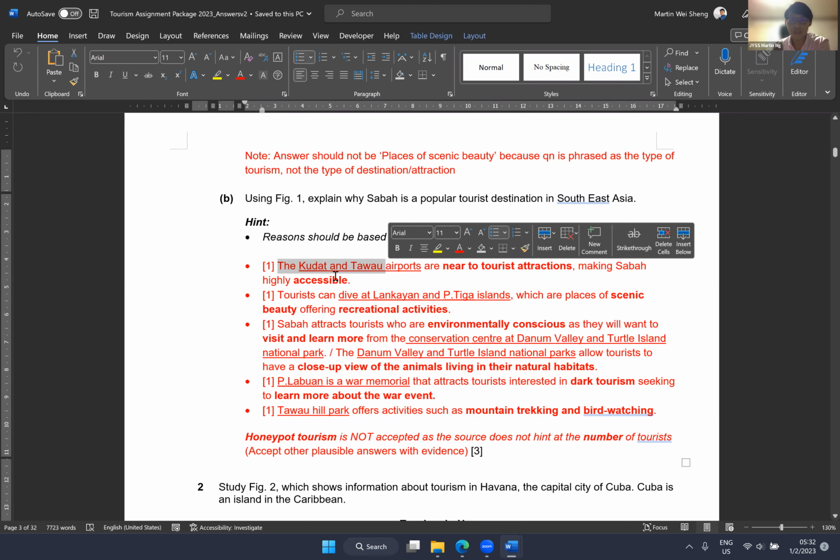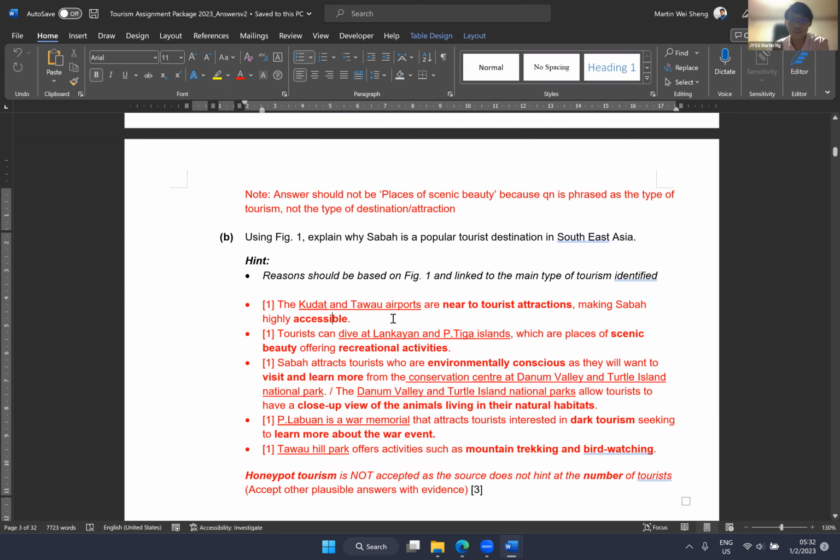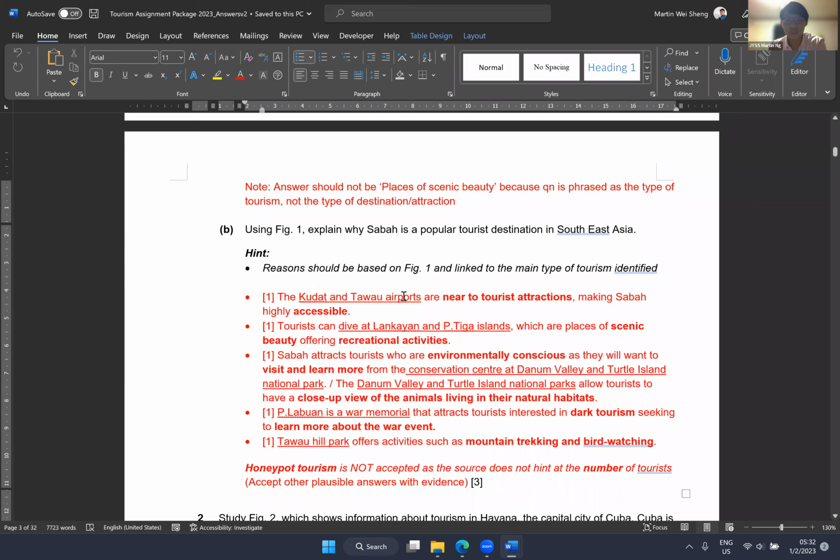So the airport, there are 2 airports, the Kudat Airport and the Tawau Airport. They are near to the tourist attraction, so they make it highly accessible and convenient. That's why tourists would want to visit the area. Then there are dive sites at Langkayan and Pulau Tiga. These places offer scenic beauty and recreational activities, so tourists might want to visit the area.